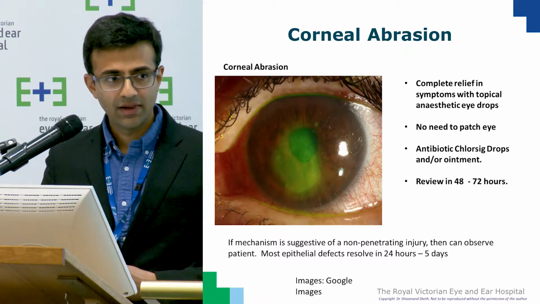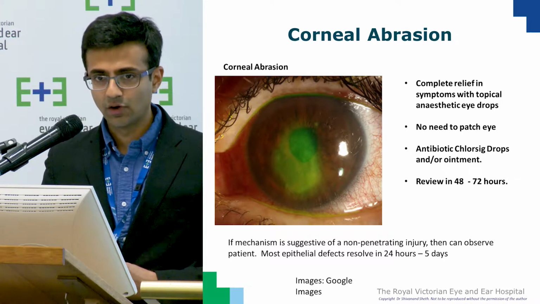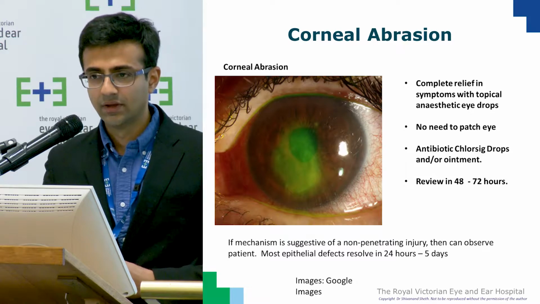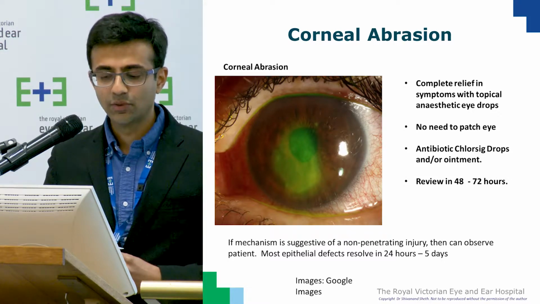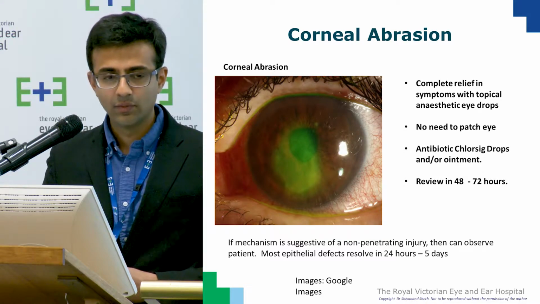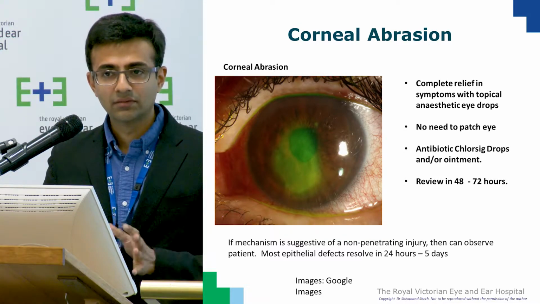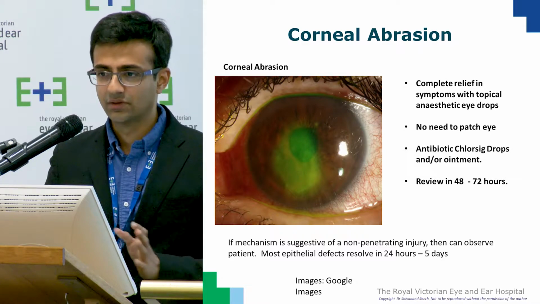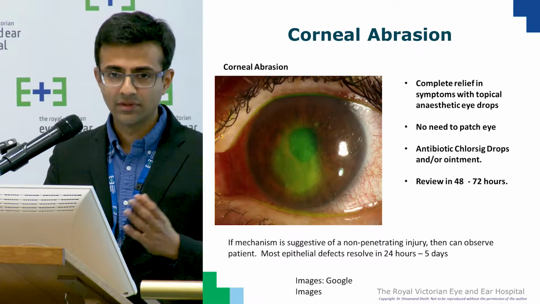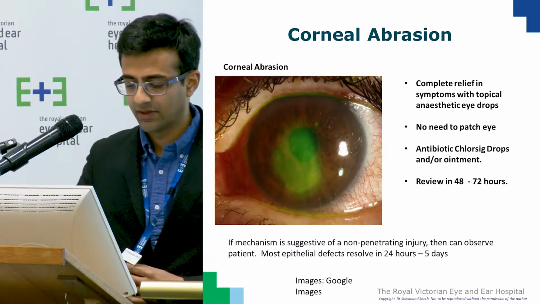You can give them prophylactic antibiotic eye drops, though it doesn't accelerate the healing. Whether or not you give them chloramphenicol drops and ointment, they're going to heal anyway. Even the largest corneal abrasions, if they've got a healthy cornea, will heal within a maximum of a 5-day period. Small ones can heal within 24 hours, bigger ones within 3 days, large ones within 5 days.